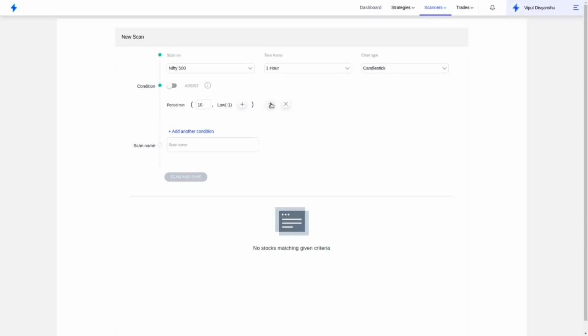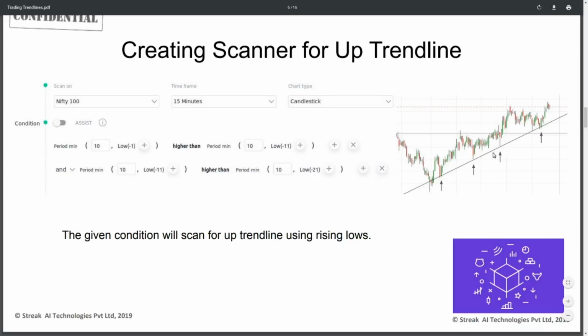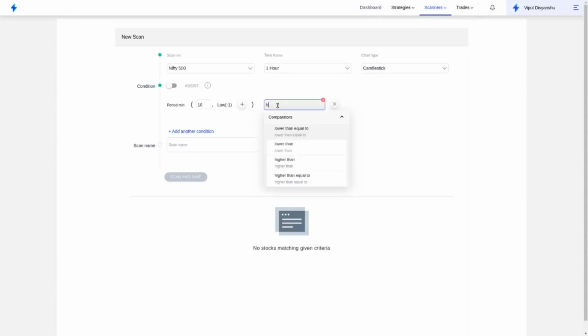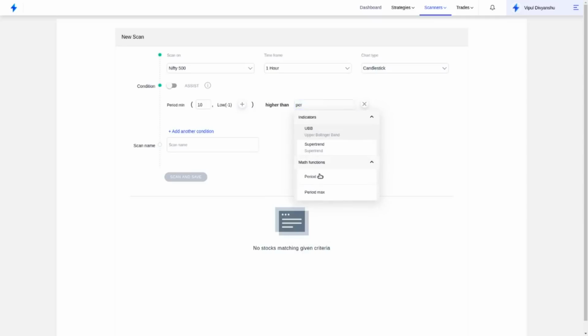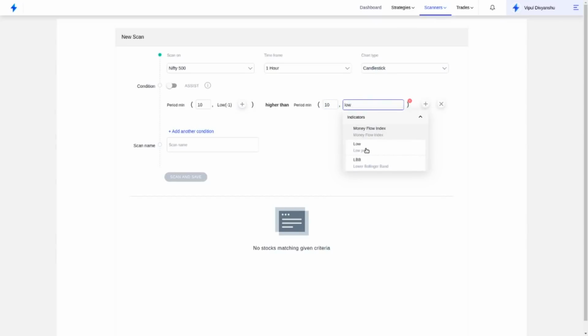Now, if you remember, for an uptrend, this should be higher than the previous time period's lowest low. So to do that, let's just say higher than. Now I'll again use period min. Again I want it for 10 candles itself, but with an offset of -11, which basically means skip the first 10 candles, because this already is calculating the lowest low of the first 10 candles. Before that, in the previous 10 candles, what was the lowest low formed?